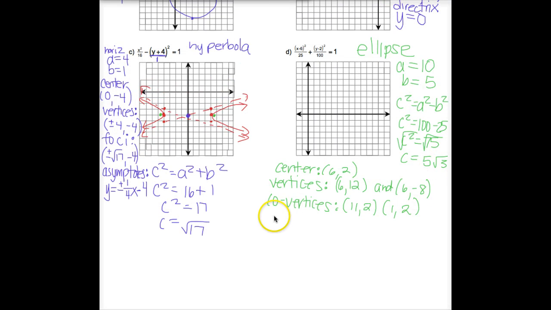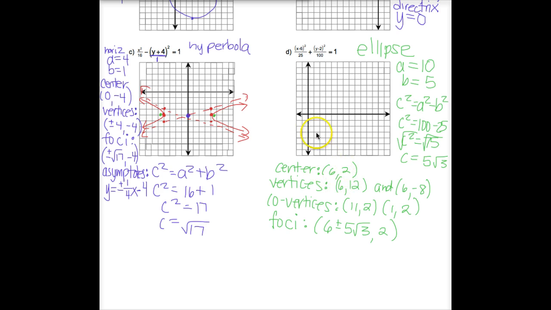And I already found C. So remember, foci are on the major axis. So from the center, I'm going to be going up 5 radical 3 and down 5 radical 3. Since those don't simplify, you can just put plus and minus there. So here are all my important characteristics. Now I need to graph it.